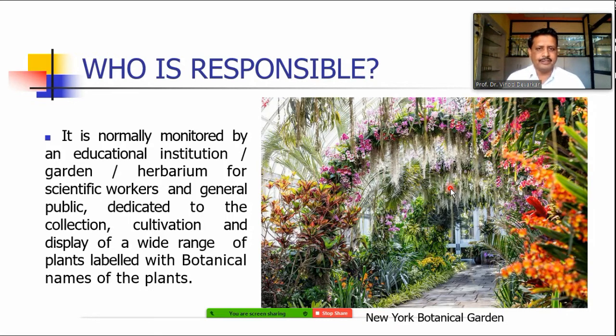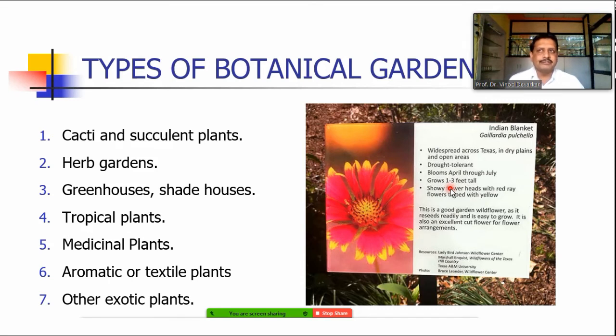What types of botanical gardens can be observed all over the world? Cacti or succulent plants, because such plants are normally observed in desertified areas. Cacti and succulents need special ecological conditions, and in those areas where water scarcity is there, the cacti and succulent plants can be well grown. So this is one type we can say.